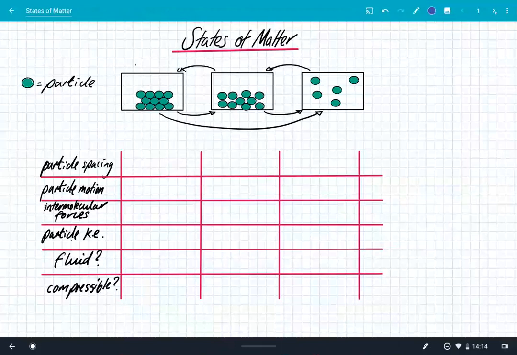Hey guys, what's up? We're going to look at the three states of matter. So we've got three diagrams here, and these represent the three states of matter that you need to know about.